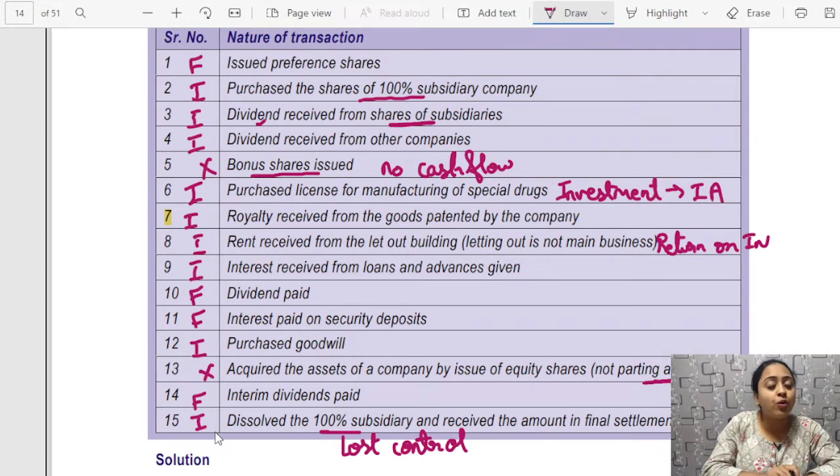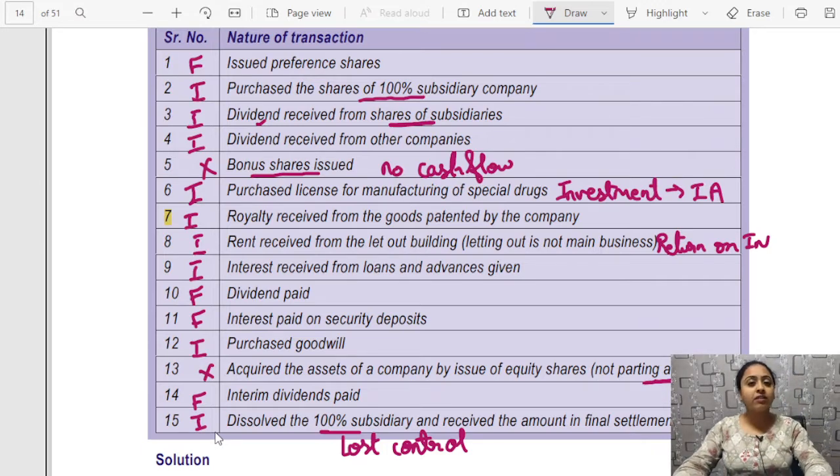If there is no control change and there has been any increase or decrease in share value or any cash inflow and outflow, then this will be termed as financing activity. Okay, are you clear? Let me know in case of doubt.